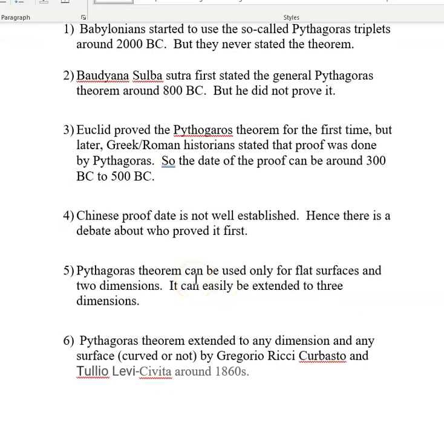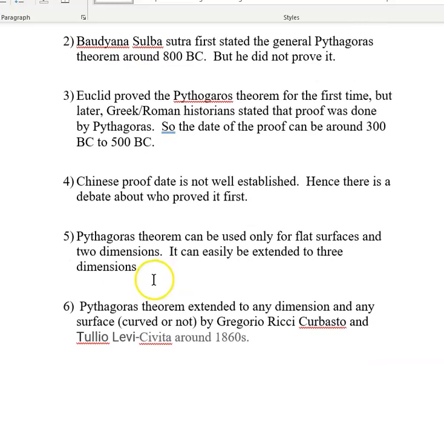We don't know. And the Pythagoras theorem applies only for flat surfaces with 2 or 3 dimensions. For curved surfaces, for any dimension, for any coordinate system, that was done by Ricci-Curbastro.